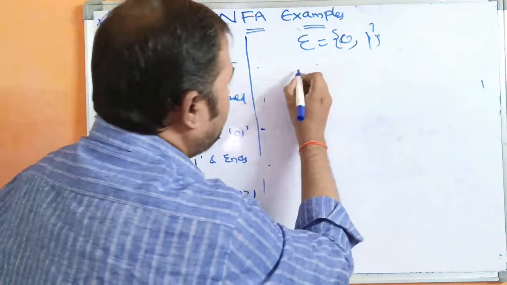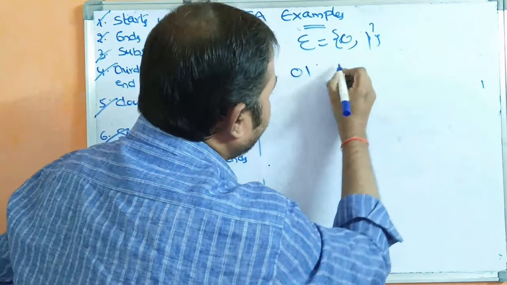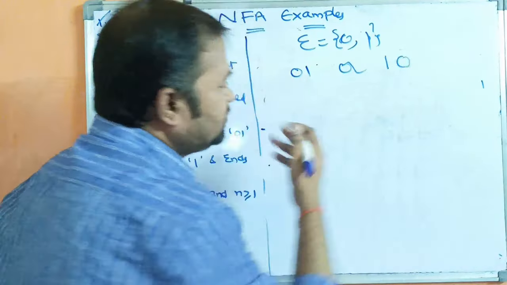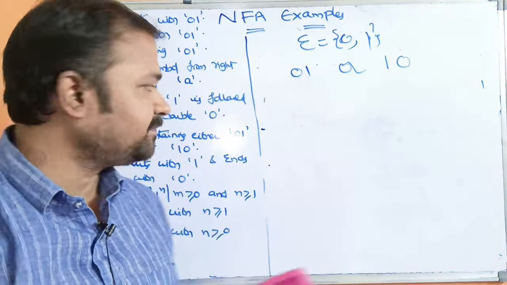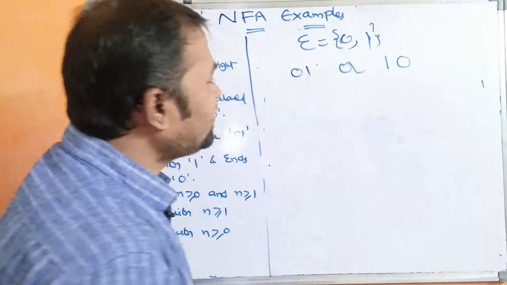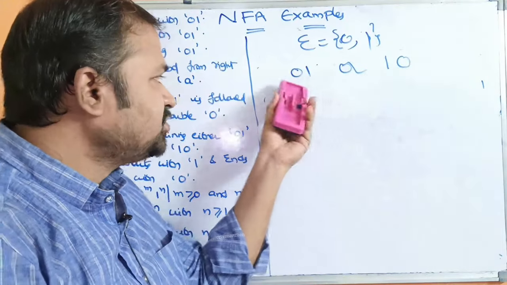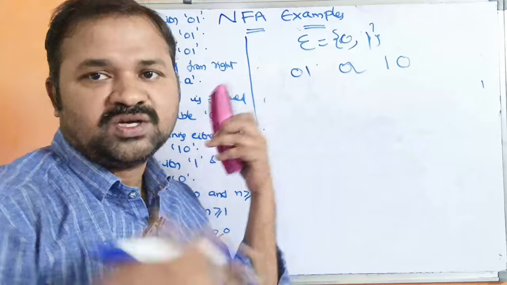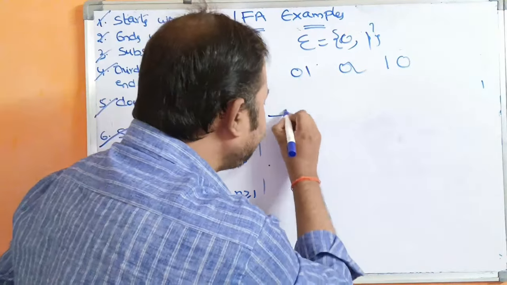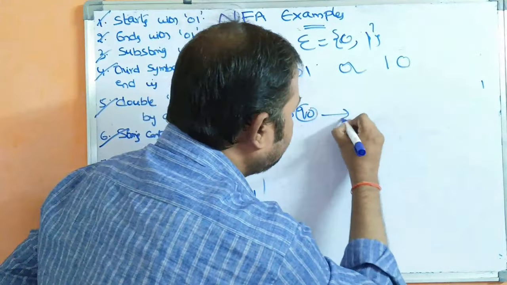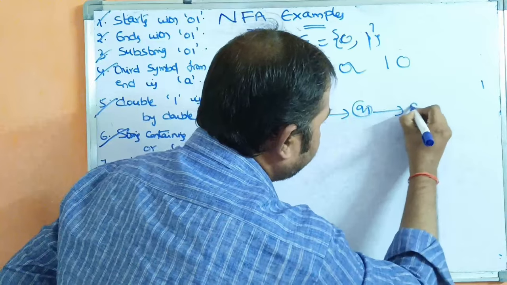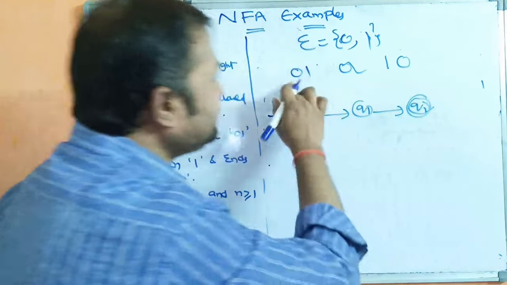So the string must contain either 01 or 10. Okay. Here for 01, we require how many states? 01 means length is 2. So 2 plus 1 means we require 3 states: Q0, Q1, Q2. So the string contains 01.